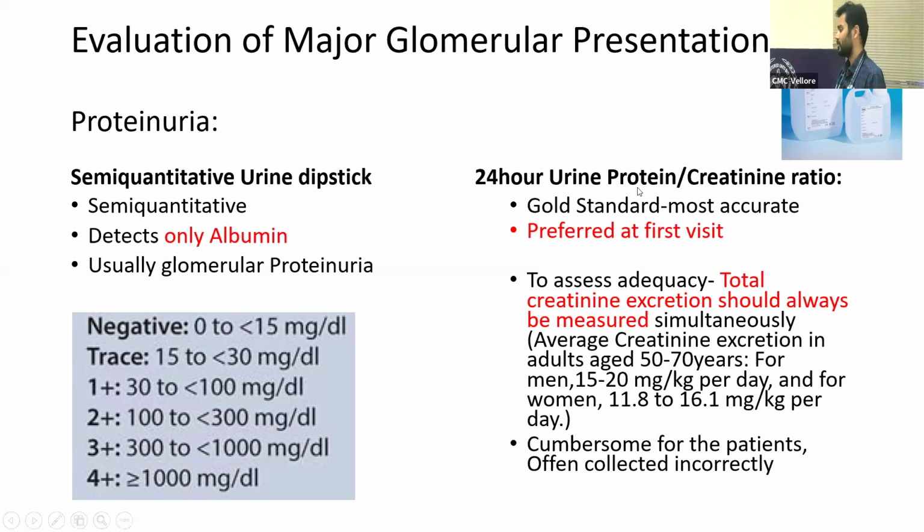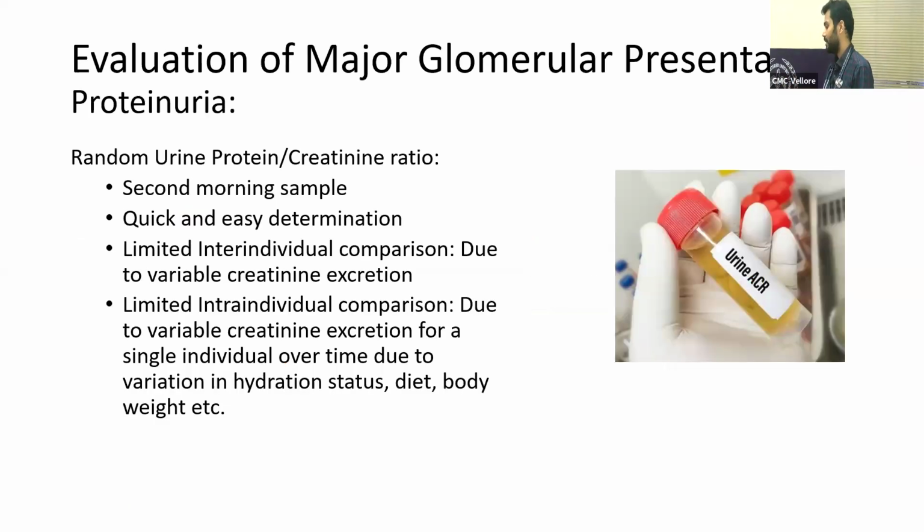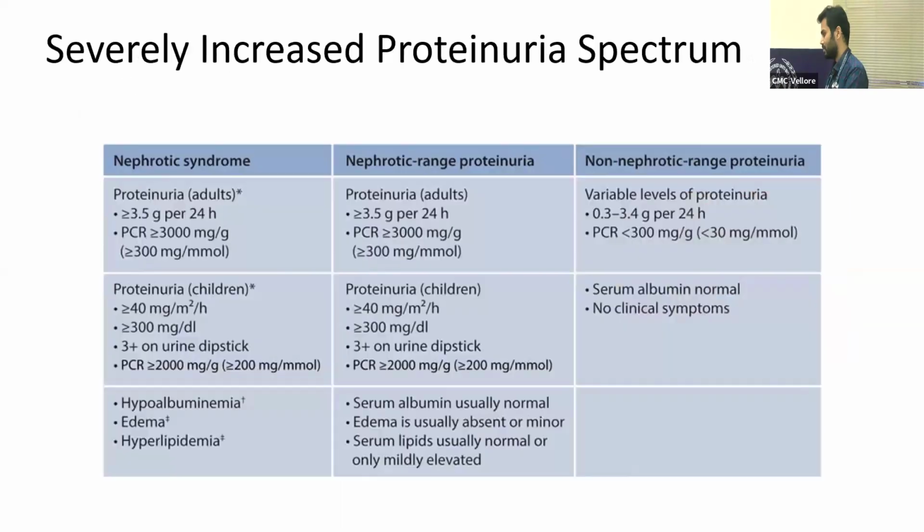The problem with the 24-hour protein creatinine is that it's very difficult to collect. Many patients may miss it. You have to advise the patient to start collecting from the second morning sample to the next day's first morning sample. Next is the random spot PCR, urine protein creatinine ratio. This is simple to do, but you have to advise the patient to collect the second morning sample. The problem is that lots of inter-individual and intra-individual variation will be there, because hydration status and the patient's body weight will alter the ratios.